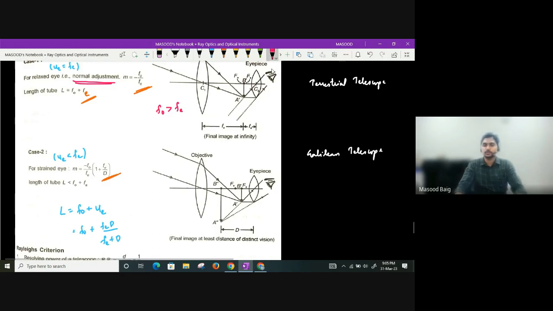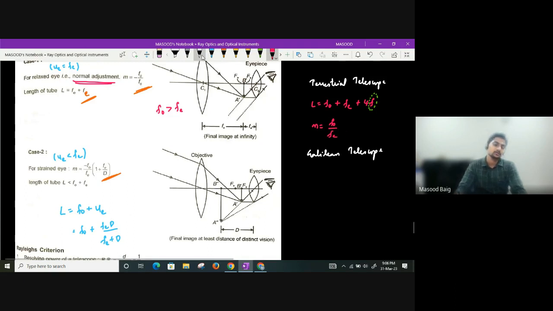The terrestrial telescope will be the same as your astronomical telescope only, but instead of using two lenses, it will use three lenses, guys. One will be your objective lens, second will be the eyepiece lens, third will be another convex lens. You can consider it as an artificial lens also, guys. So the length of the tube will basically be given as f naught plus fe plus 4f. What is f here? It is the focal length of the third lens that we are using. Magnification anyhow will be given as f naught by fe only, guys.